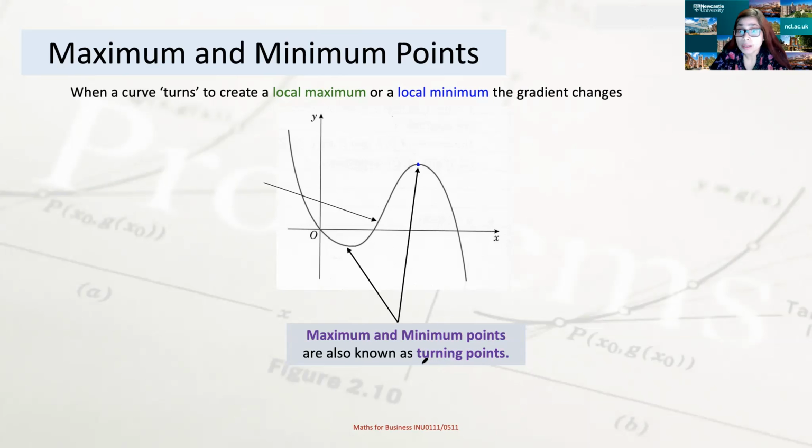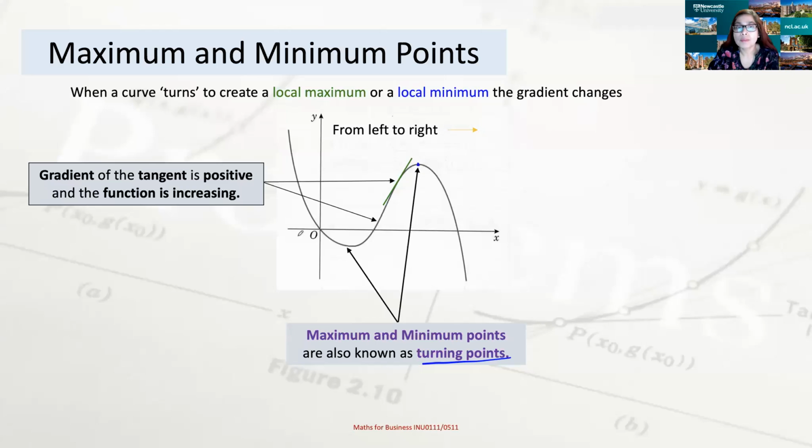This is also sometimes known as turning point or stationary points, okay? So you can call them turning points or stationary points when you're not sure whether it's a maximum or minimum point, yeah? So you know that it's a turning point, but what type of turning point? We don't know until you solve for it, or identify a way to see whether it's a maximum or minimum point. Okay, so maximum and minimum points can be called turning points or stationary points.